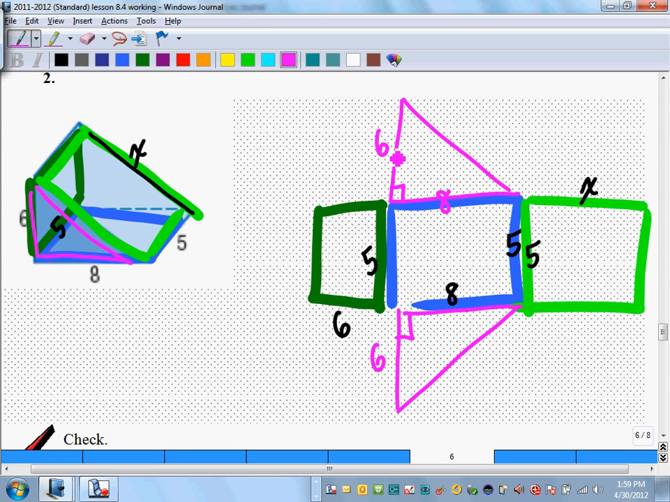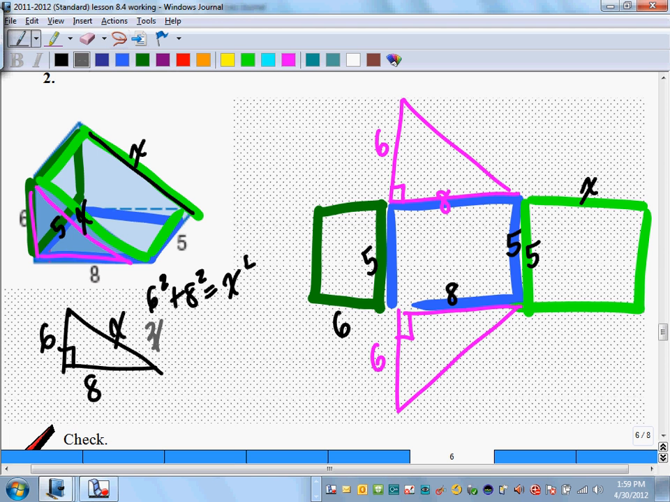Okay. Now, ask yourself this. Let's pull this out. Do we have a 6? We have an 8. We have a right angle. There's X. How do we solve for X? We've got 2 sides of a right triangle. A squared plus B squared equals C squared. Yes. So 6 squared plus 8 squared equals unknown squared. 36 plus 64 equals X squared.